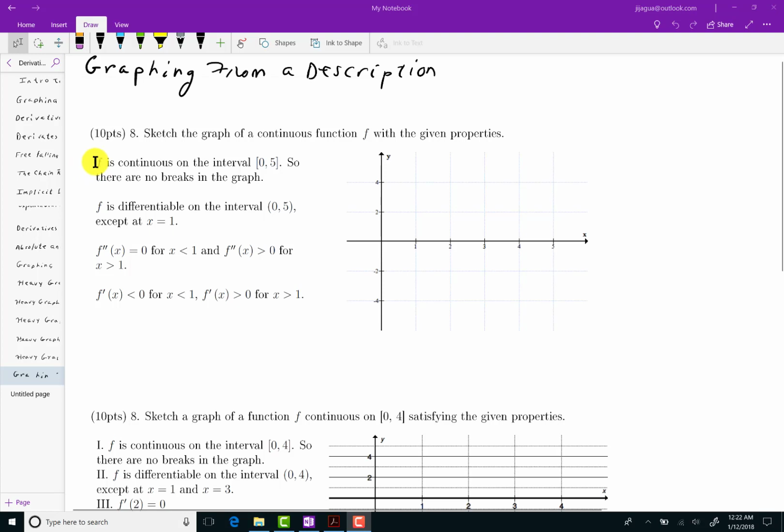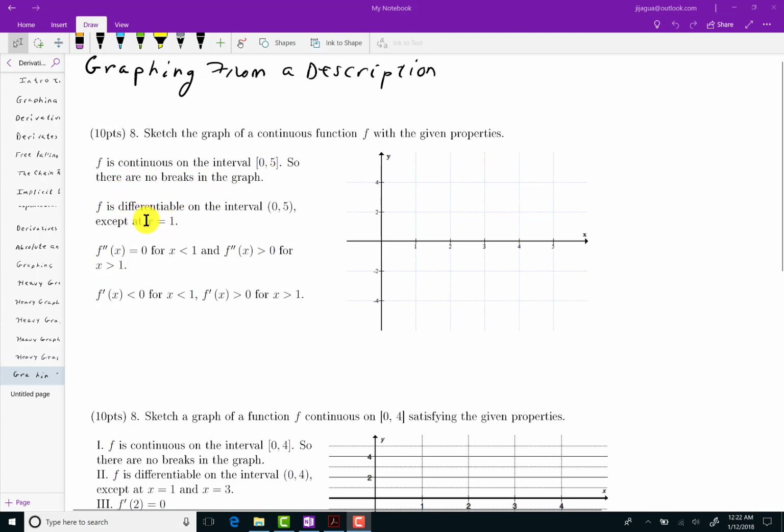I start with f is a continuous function on the interval 0 to 5, closed interval 0 to 5. So there are no breaks in the graph. I shouldn't have to say that, because if I tell you it's continuous, you ought to know that. But I found too many people getting the question wrong, so I guess I caved in a little bit. F is differentiable on the open interval 0 to 5, except at x equal to 1. Now that doesn't mean you're going to have a hole at x equal to 1 or an asymptote, because there are no breaks in the graph.